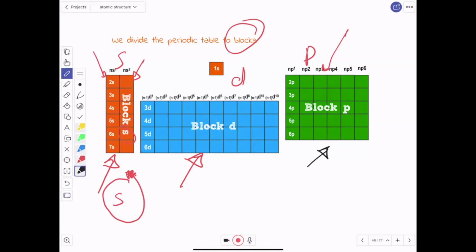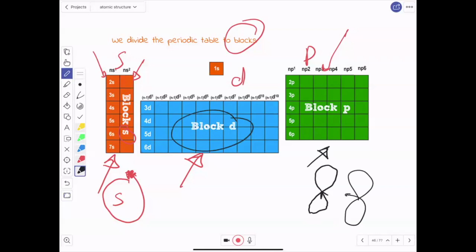Electrons in this block, like chlorine, neon, and all of these elements, they found that this electron spins the atom like this symbol. In chemistry, we call this symbol a dumbbell shape, like the gym dumbbell shape, or it looks like an infinity sign.